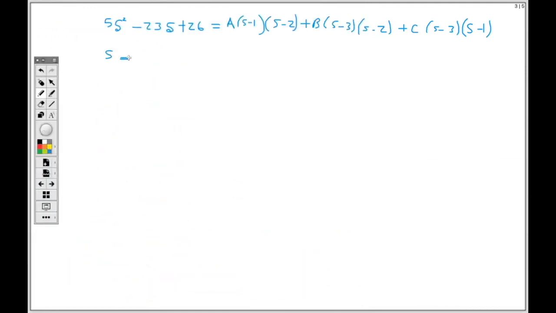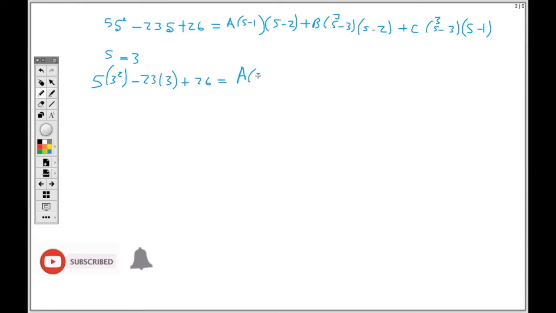So when s is equal to 3, we are going to substitute 3 into all of this, but 3 minus 3 is 0, so all of this will be gone. Same case here, 3 minus 3 is 0, so everything will be gone there. So therefore, what am I going to have? 5 times 3 squared minus 23 times 3 plus 26 is equal to, substituting 3, we have a, open bracket, 3 take away 1, and 3 minus 2.